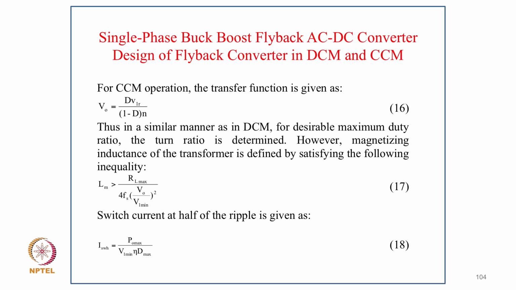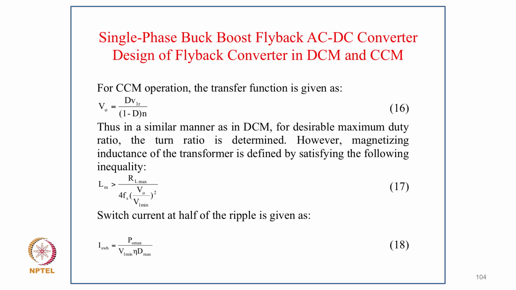Now for CCM operation, the transfer function is given by VO equal to D V1 divided by 1 minus D, times N, and thus in a similar manner as in DCM, for the desirable maximum duty ratio, the turns ratio is determined. However, the magnetizing inductance of the transformer is defined by satisfying the following inequality: Lm should be greater than RL max divided by 4Fs, in brackets V0 upon V1 minimum, squared.